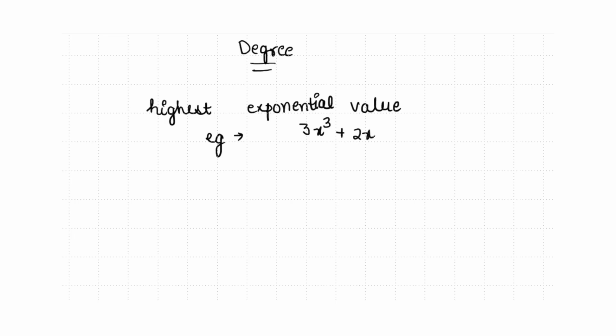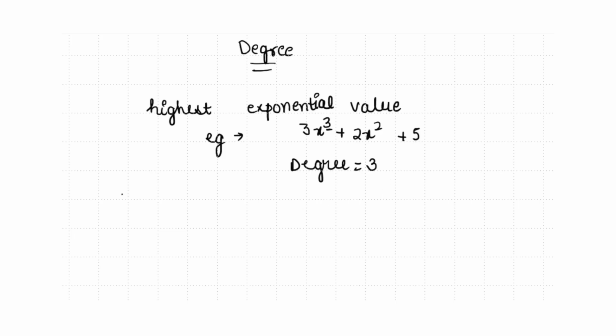Okay, fine. Let's talk about the degree of a polynomial, that is the highest exponential value. Highest exponential value is known as degree. Let's take an example like 3x to the power 3, 2x square plus 5. What will be the degree of this? The degree that is equals to 3. The highest exponential value of the polynomial is known as degree.